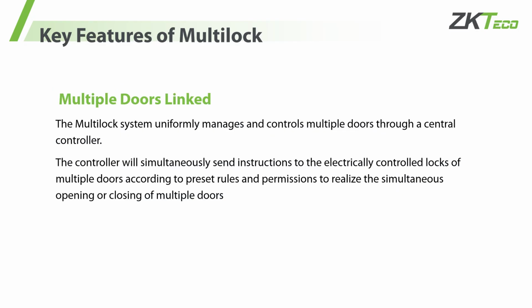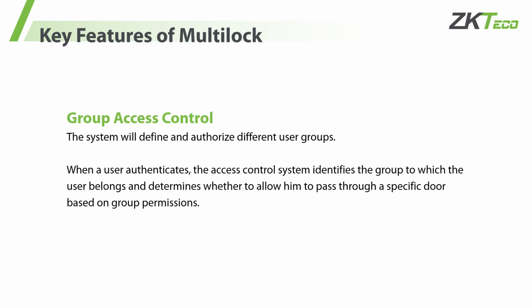Similarly, multilock has three main characteristics. The first feature is that the multilock system uniformly manages and controls multiple doors through a central controller. The controller will simultaneously send instructions to the electric locks of multiple doors according to preset rules and permissions to realize the simultaneous opening or closing of multiple doors. The second main feature is group access control. The system will define and authorize different user groups.